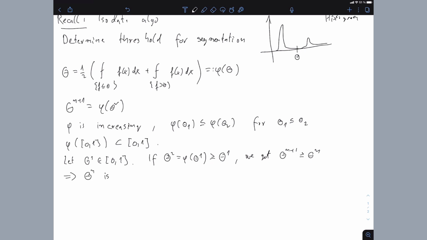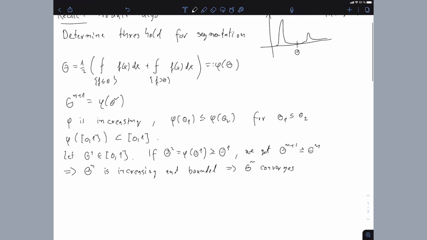So theta n is increasing and bounded. And an increasing bounded sequence of real numbers always converges. That's one of the fundamental properties of the real numbers. Is everybody familiar with this, the fact that bounded monotone sequences of real numbers converge? If not, feel free to speak up and I can try to illustrate.